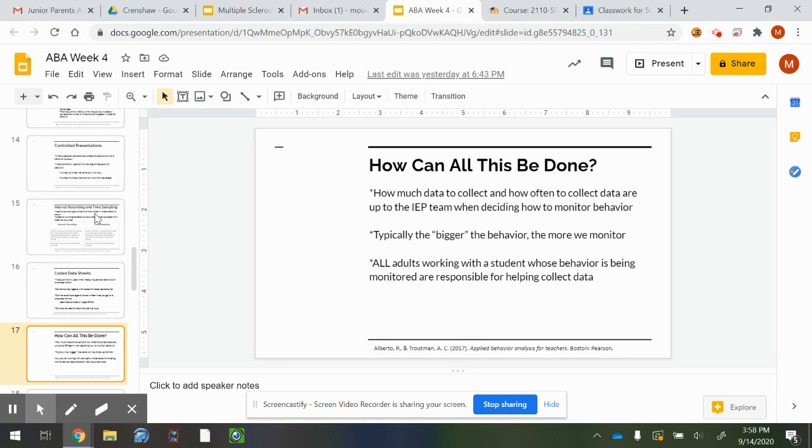All adults working with a student whose behavior is to be monitored are responsible for helping collect data. So it's not just the special education teacher. It can be the gen ed teacher. It can be a paraprofessional. Sometimes it's the person at lunch who's overseeing the lunchroom if their behavior needs to be monitored at lunch. So it really just depends on who the responsible adult is during that period.